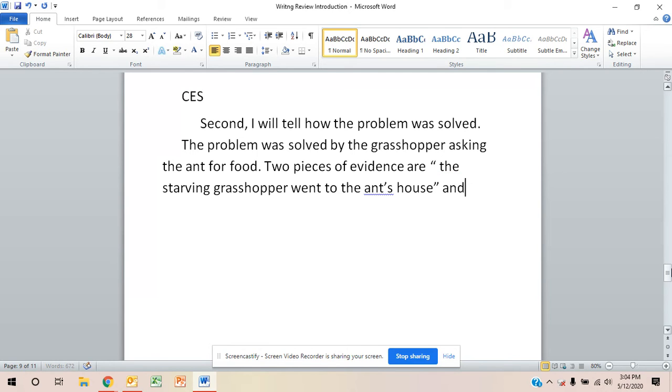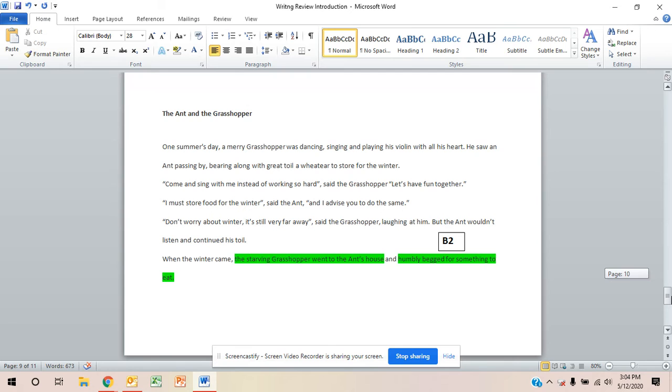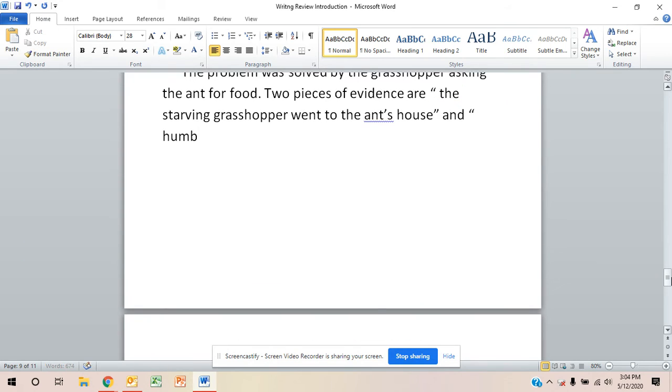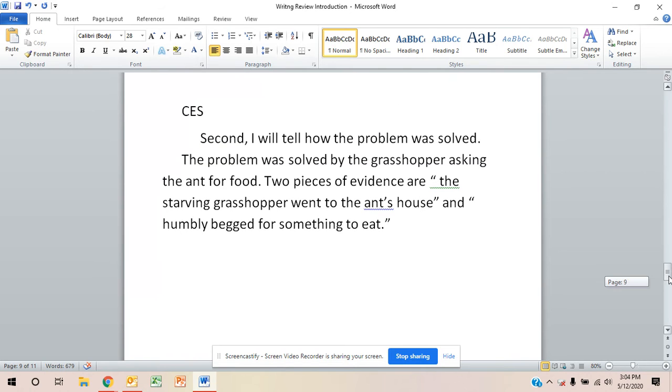So I'm going to add my second one, and go right back to what I highlighted. Humbly begged for something to eat. Begged for something to eat. That's how we try to solve this problem of being hungry. So there's my 2 pieces of evidence. Now I need to explain how I know that was solving his problem.